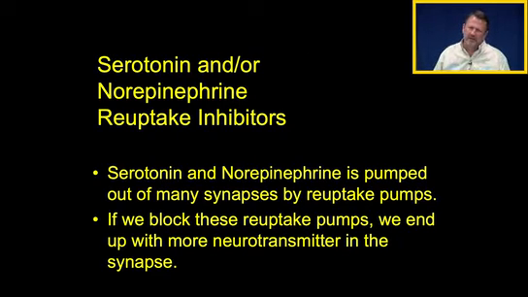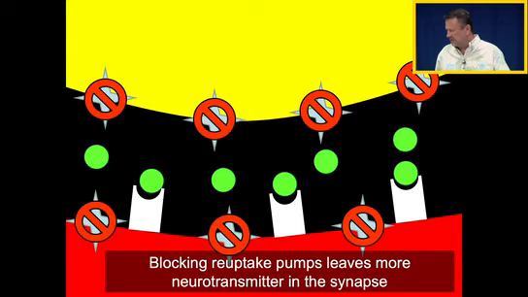We'll talk about the reuptake inhibitors. Remember, reuptake is how we get the neurotransmitter out of the synapse, and we'll talk about this when we get to central nervous system pharmacology.